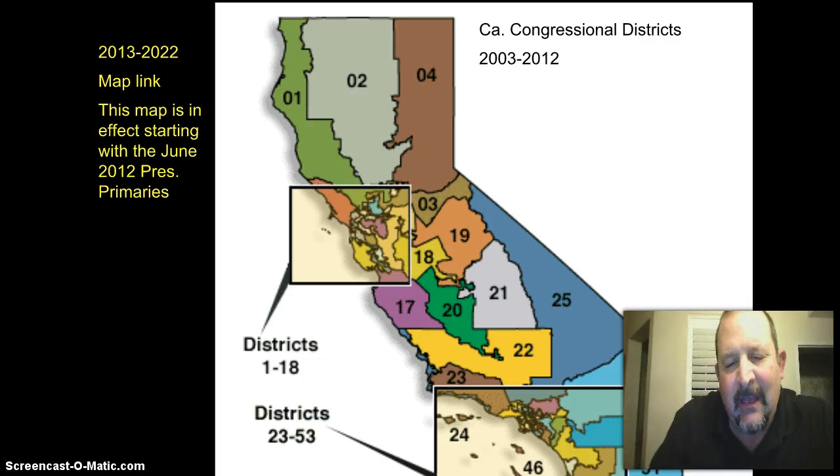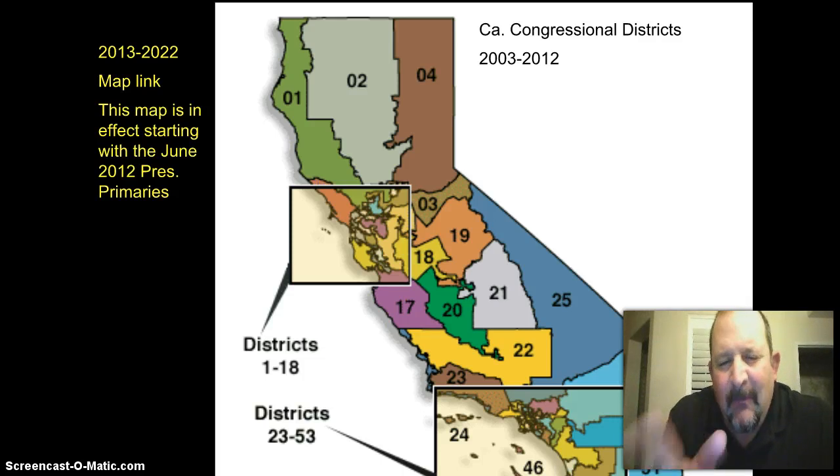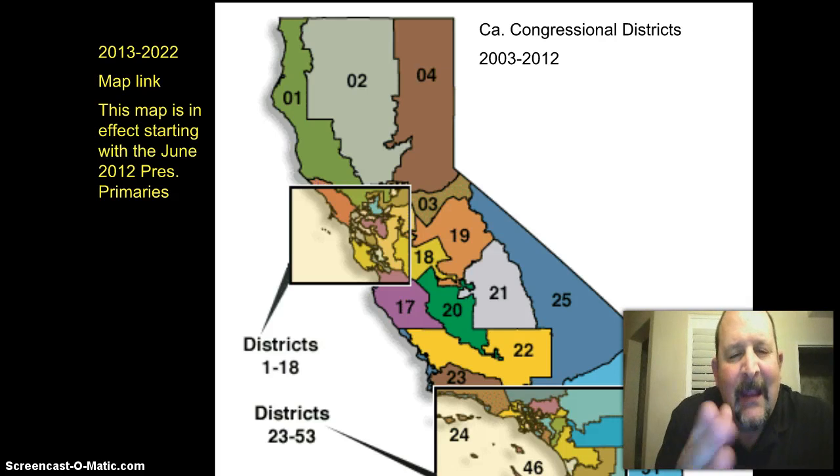You take a look at some of the other shapes, like look at number 20. That's not a normal shape that you would think to draw. If I told you to divide California into 53 pieces, some of you are very artistic and would probably draw it like that, but most of you wouldn't. You'd have regular shapes, squares, rectangles, maybe some triangles, but nothing like that. That's because a lot of these districts are gerrymandered. They've been drawn that way in order to give one party or the other an advantage.